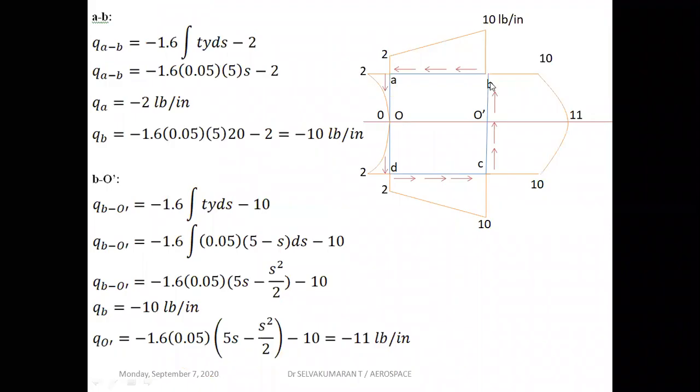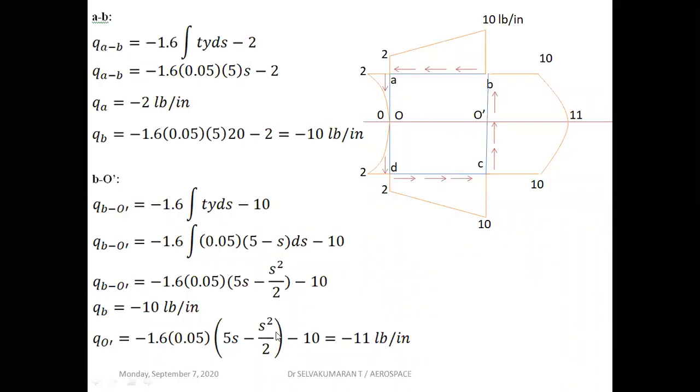So B to O dash, the previous shear flow, then add this previous shear flow value, and this is the expression for this section. BO dash thickness is 0.05, and y value is 5 minus s into ds. If you integrate, 5s minus s square by 2, at B s is 0, I get minus 10, which validates the previous value, and the expression is correct. Q O dash, so at O dash s is equal to 5. Substitute s is equal to 5, I get minus 11 pound per inch.